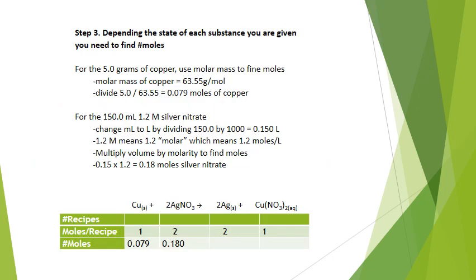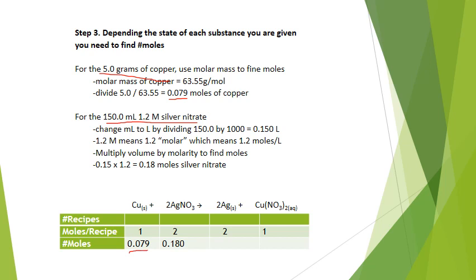Okay, step number 3, determine the moles. You're given 5 grams of copper, and you're given 150 mL of 1.2 molar silver nitrate. So to find out how many moles of copper, you divide by the molar mass, and you get 0.079 moles. All right, put that here.